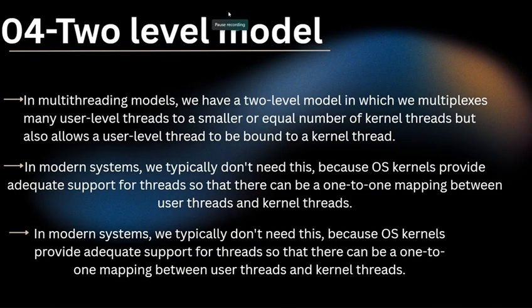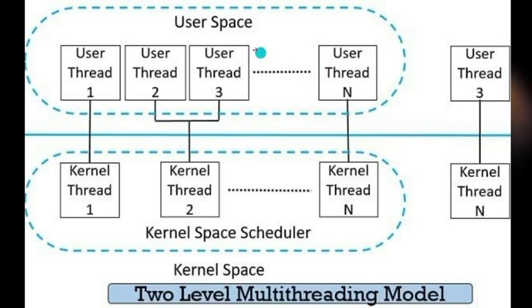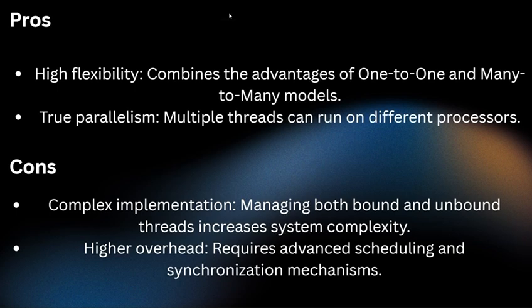This is Shravanti. I'm going to explain about two-level model definition. The two-level model combines features of both many-to-one and one-to-one models. It allows multiple user threads to be mapped to a smaller or equal number of kernel threads. In this diagram, it is similar to many-to-many model, but we can map a specific user thread to a kernel thread. Here are the pros and cons.